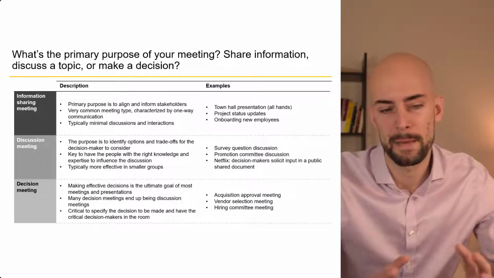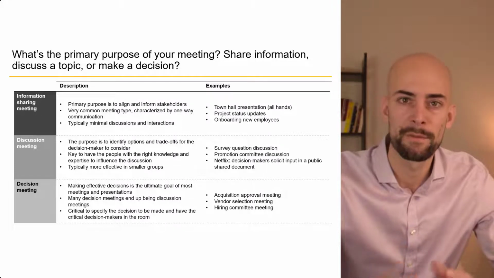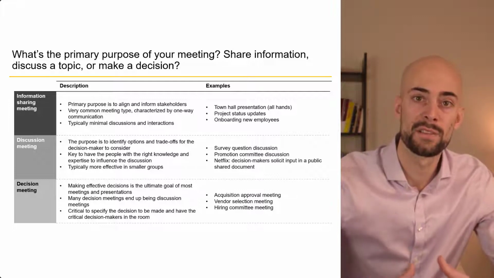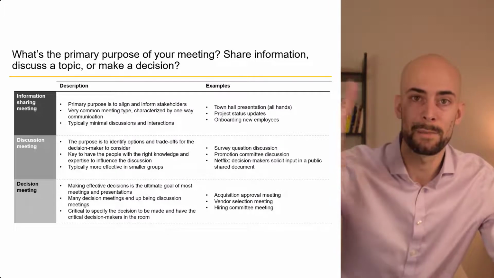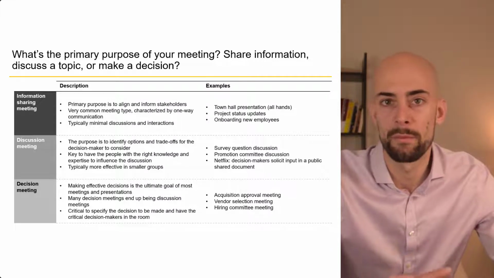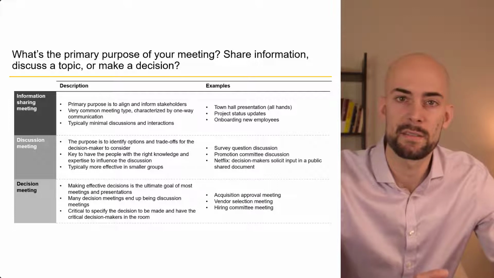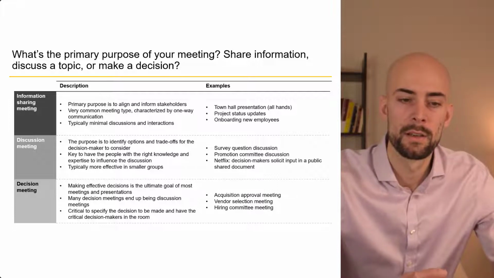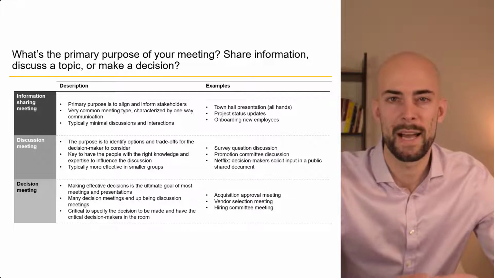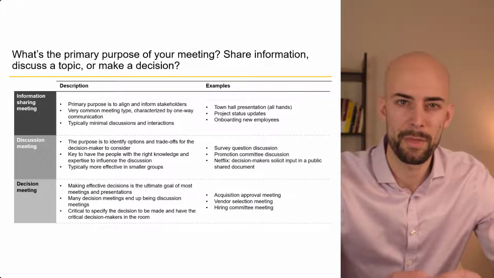And so this sums up the first type of meeting, an information sharing meeting, which, as I said, the purpose is to simply share information, make sure that people get the information, and allow for a bit of Q&A, but typically it's minimal discussions.